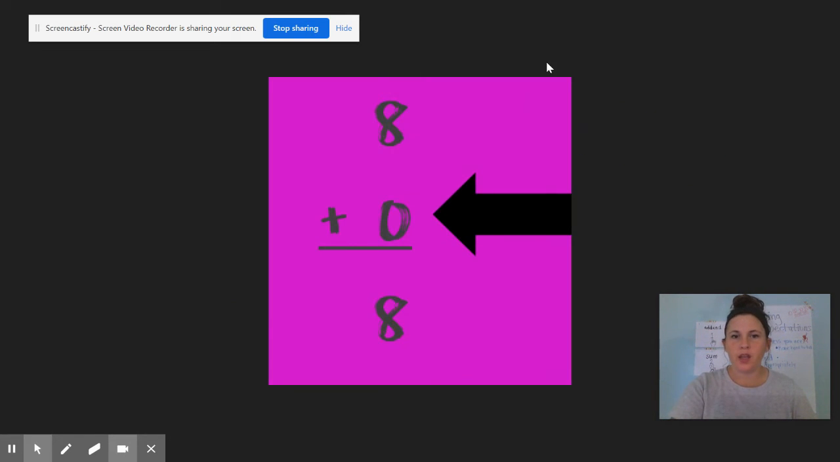All right. So we've got 8 plus 0, and the arrow is pointing to the 0. So now we have to think, is that a number that's being added together, an addend? Or is it the answer, the sum? And the reason I'm pausing is to give you a chance to think about it and hold up your answer. So right now you should hold up your answer.